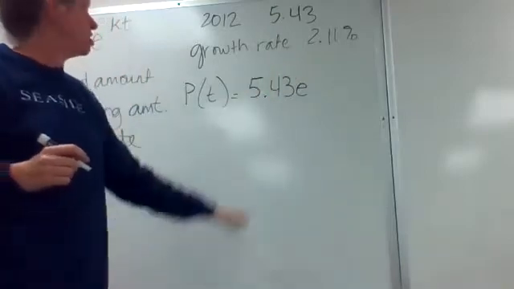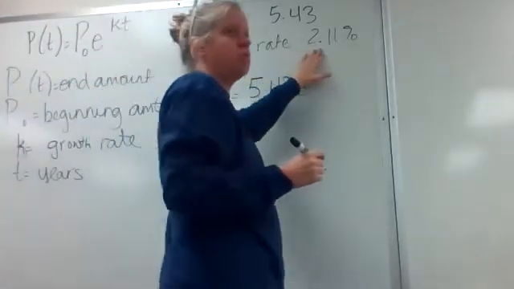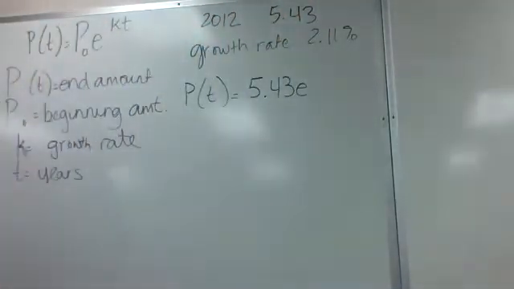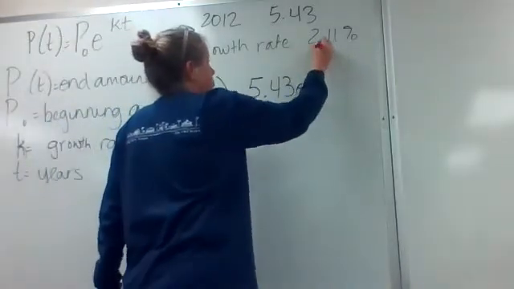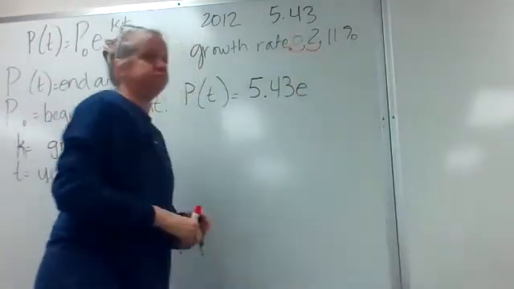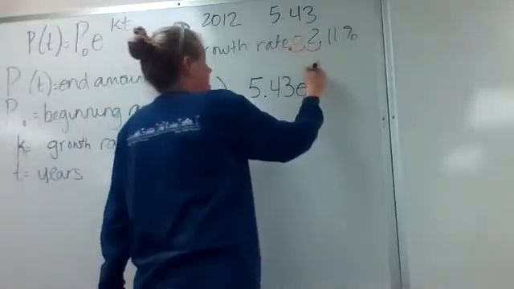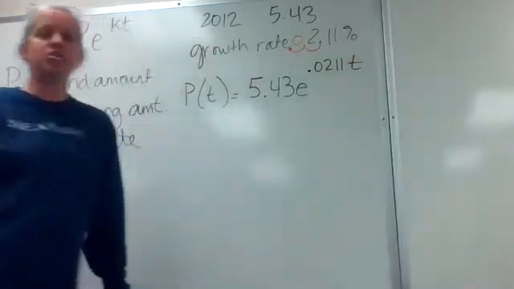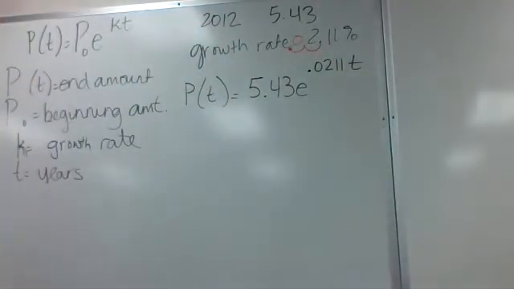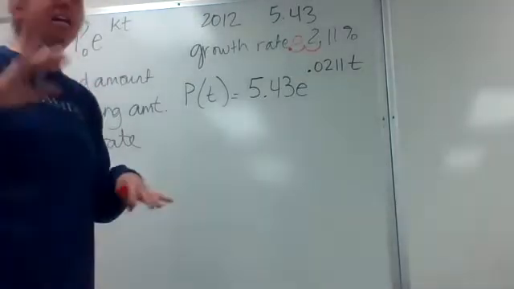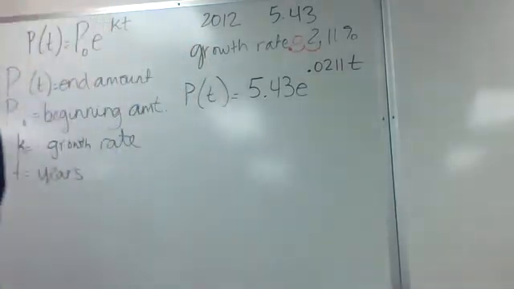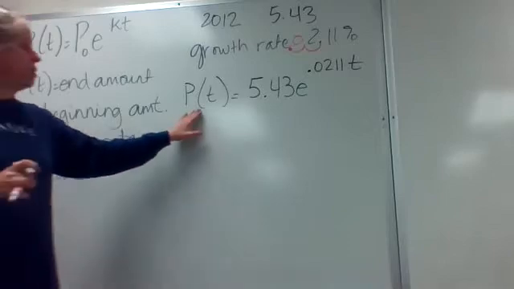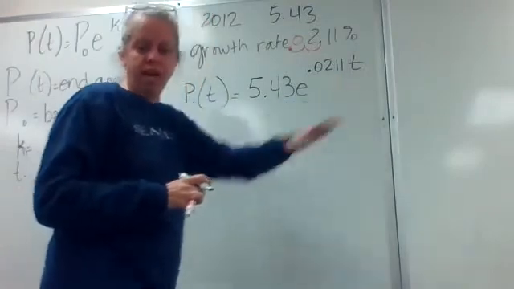Well, my K is the growth rate, which is 2.11%. But remember, when we put it in the formula, we always want to put that not in percentage form. We always want to move the decimal 2 places to the left. So my K is going to be 0.0211. The T is what I do not know. The T is what I'm going to constantly be changing depending on what year it is. So here's my exponential growth formula.